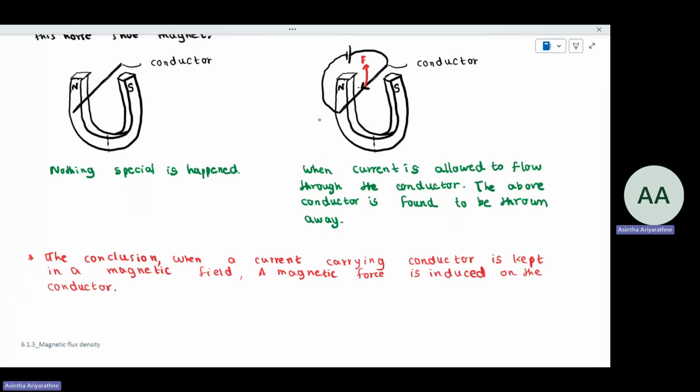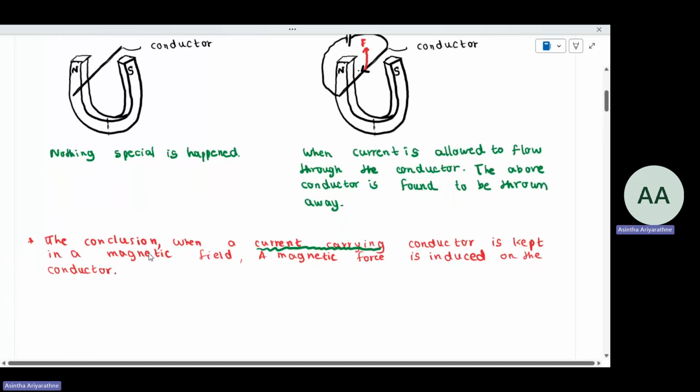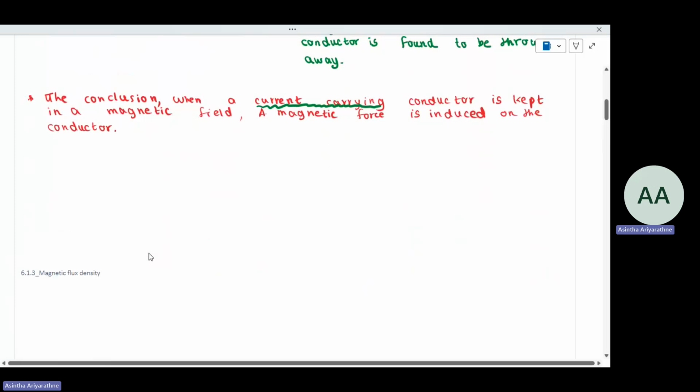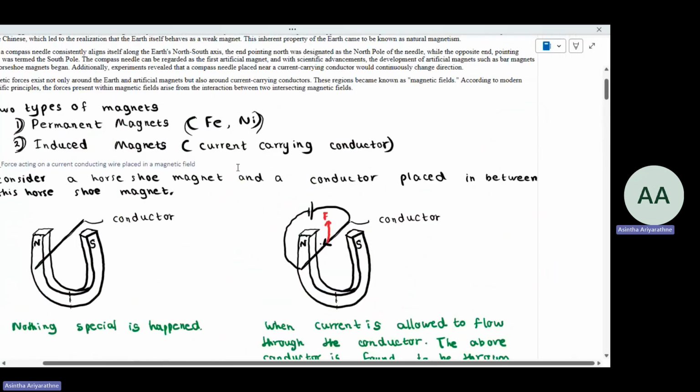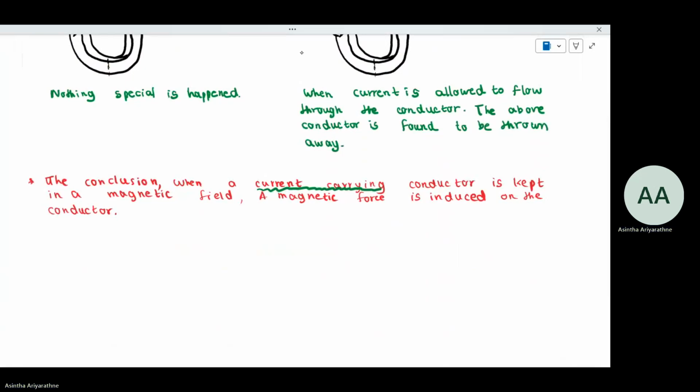That's the observation here. When a current carrying conductor, not just a conductor, is kept in a magnetic field, a magnetic force is induced on the conductor such that it would be thrown away. If a conductor is just placed in the magnetic field, nothing would happen.